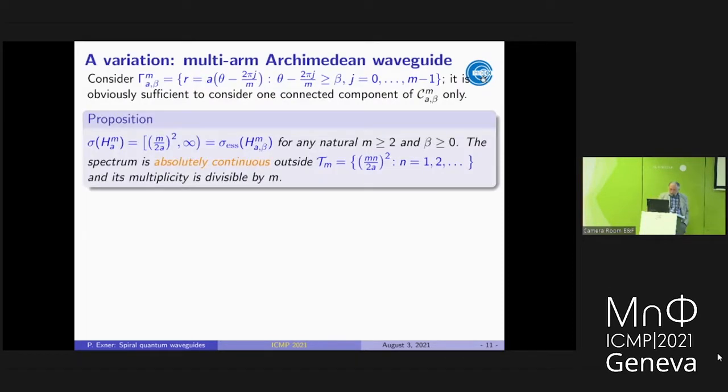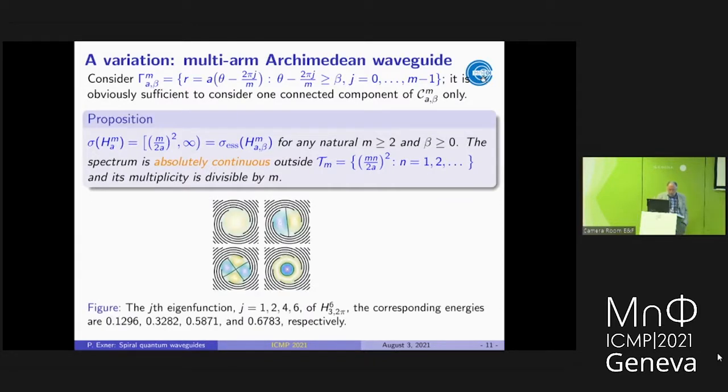In that case, you can prove that there is no discrete spectrum, that the spectrum is absolutely continuous away from the thresholds. And if you look at the eigenfunctions, you see that they are now much more similar to the eigenfunctions of the Laplacian on a disk. This is not a circle, but they are much more similar simply because the narrow passages are a higher barrier preventing the particle from spreading there.